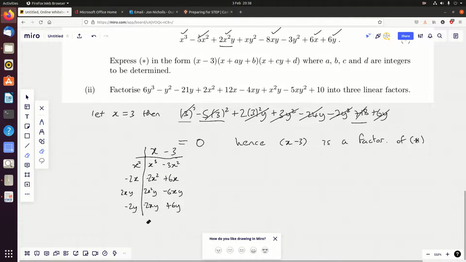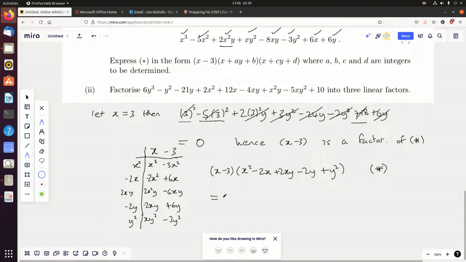Hope that everything works out at the end here. If it does, then you've done it correctly. If it doesn't, then something's gone wrong. But we need xy squared, so I'm going to put in a y squared there, and xy squared minus 3y squared. We have success. So we know now that x minus 3 multiplied by all of those terms, x squared minus 2x plus 2xy minus 2y plus y squared is star.